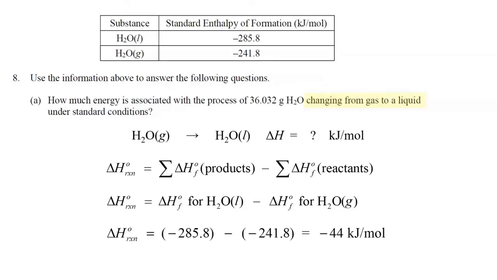So the number from the table for liquid water is negative 285.8, and that's kilojoules per mole. And the number for water vapor is negative 241.8, again, kilojoules per mole.